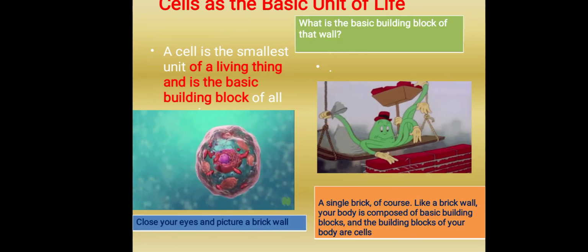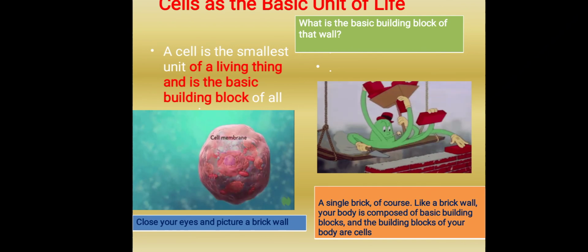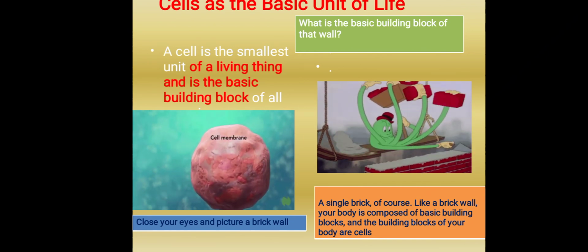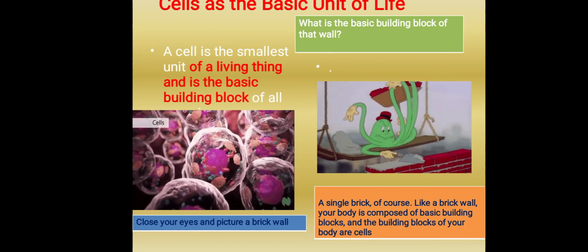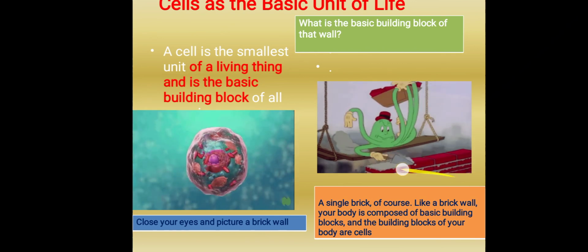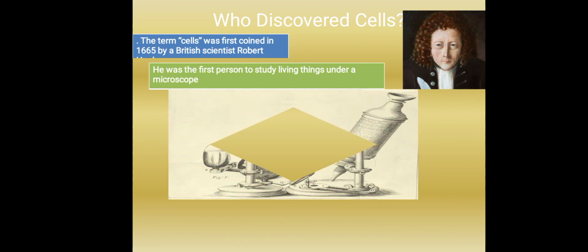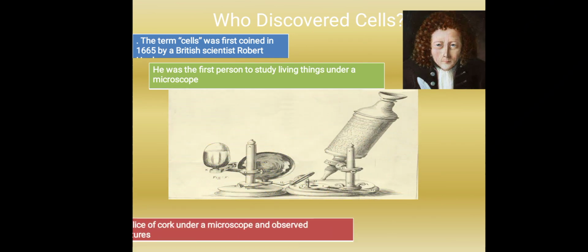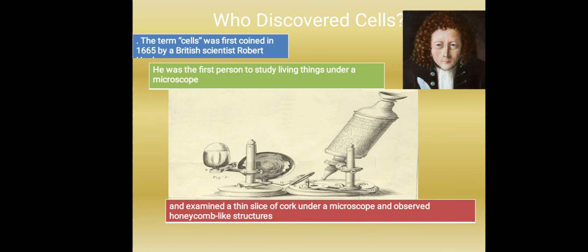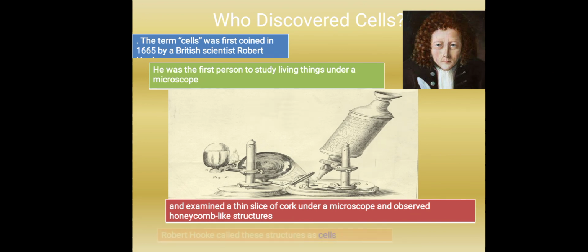What is the basic building block of the wall? Like a brick wall, your body is composed of basic building blocks, and the building blocks of your body are cells. Who discovered cells? It was discovered by Robert Hooke when he was examining a thin slice of cork under a microscope and observed a honeycomb-like structure. This structure he gave a name, that is, cells.